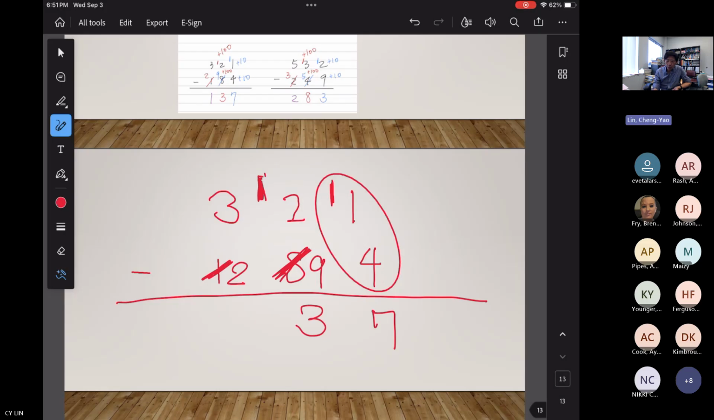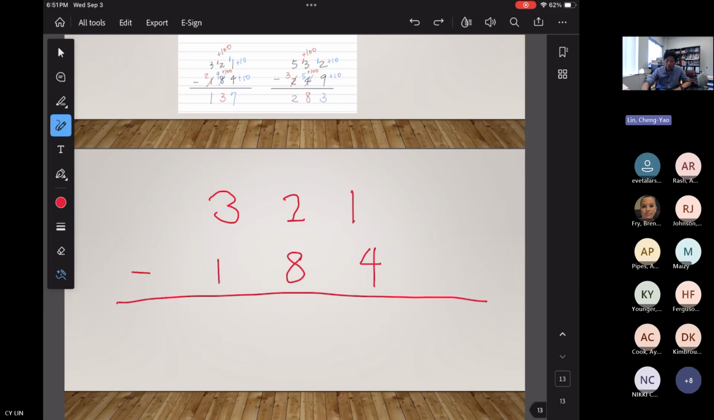The next place value, 300 minus 200, that'll be 100. So 137. Does that make sense to you? Yes. Without writing 10 plus 10, if you want to do this, it's okay. But I think once you understand the concept, you can do it very quick.